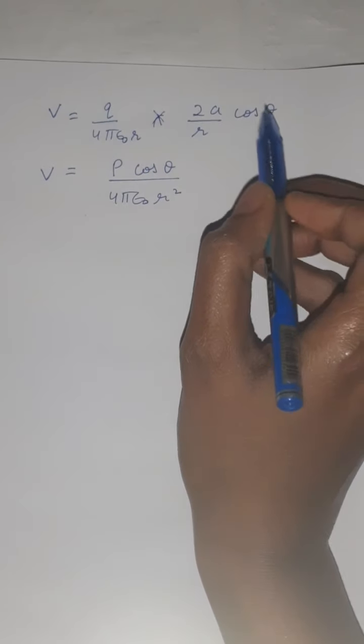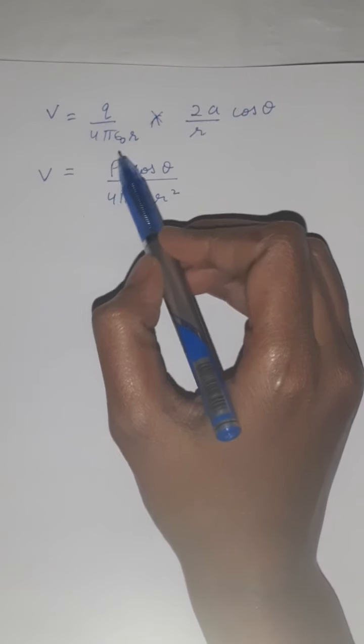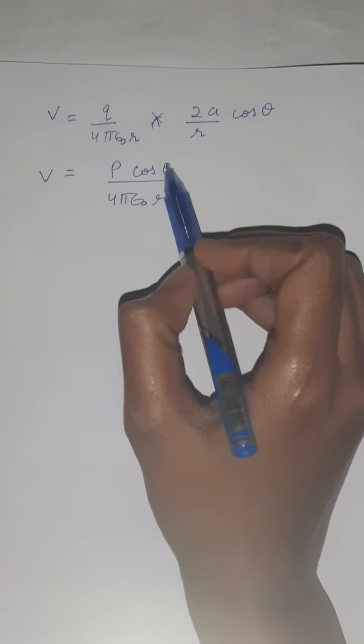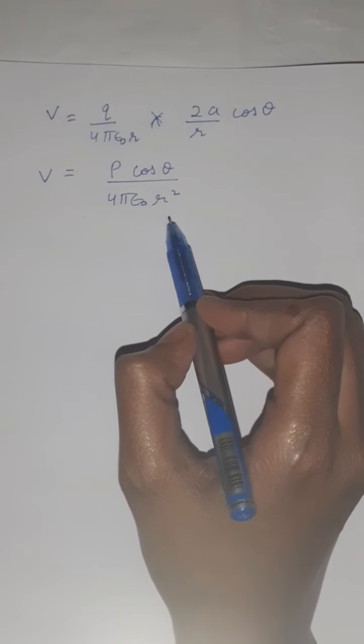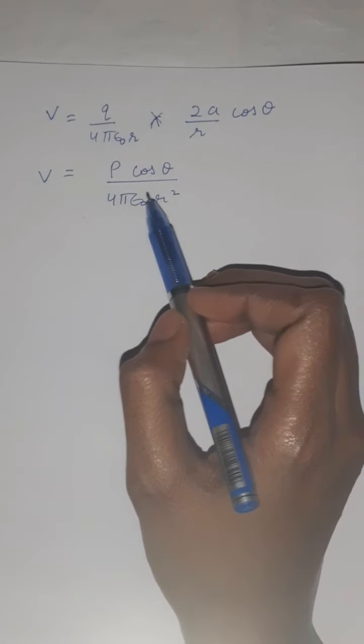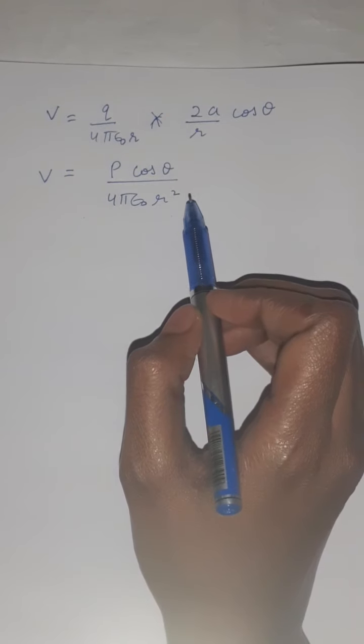So the total potential will be equal to q upon 4 pi epsilon naught r multiplied by 2a upon r cos theta, and since q into 2a is the dipole moment of the dipole, it will become p cos theta divided by 4 pi epsilon naught r square. So this is the value of the potential for the dipole at any general point.